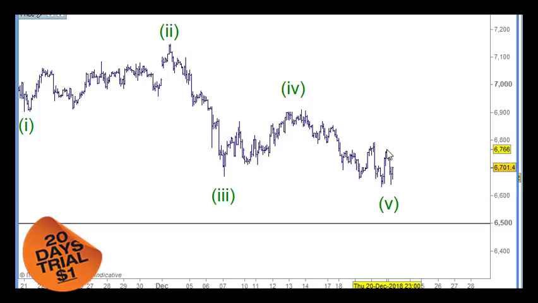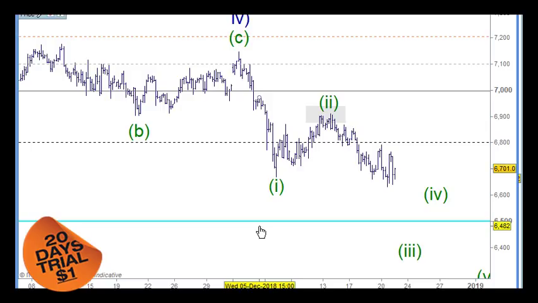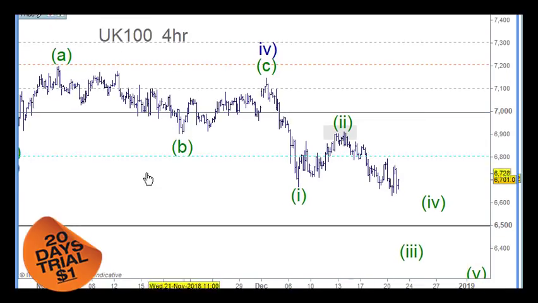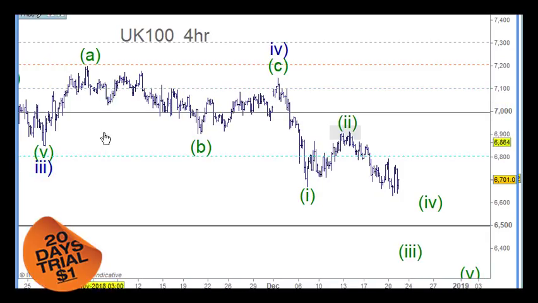The move up through here does look impulsive, so as long as this low stays in place, we can expect a rally anyway in line with the DAX. So on the 4-hour chart here, the other way to look at this is that if we have wave 3 here, then an A wave, a B wave, and a C wave for wave 4. Then we need to look at this as wave 1 here and wave 2.